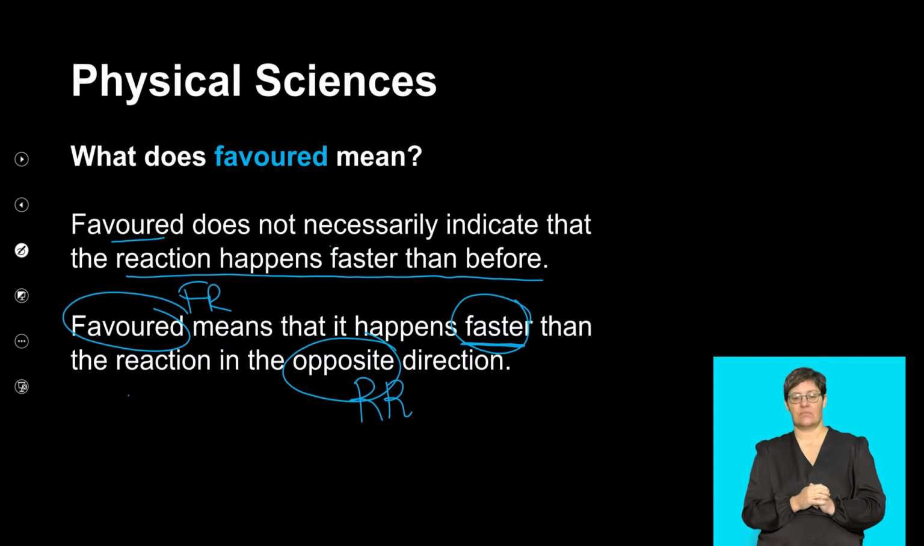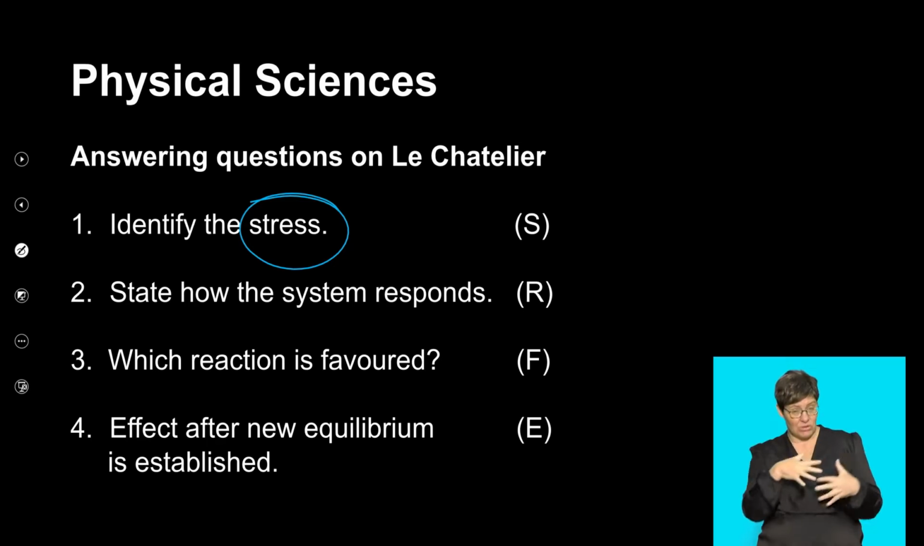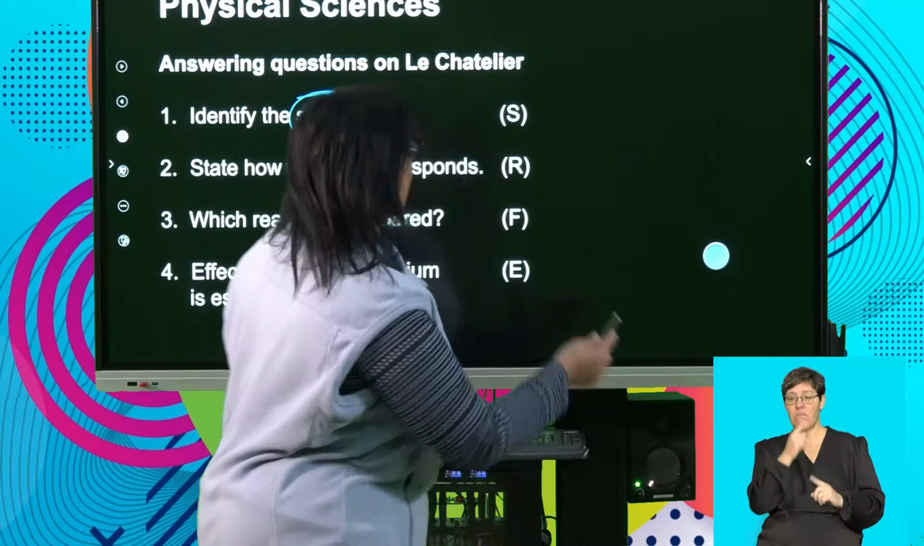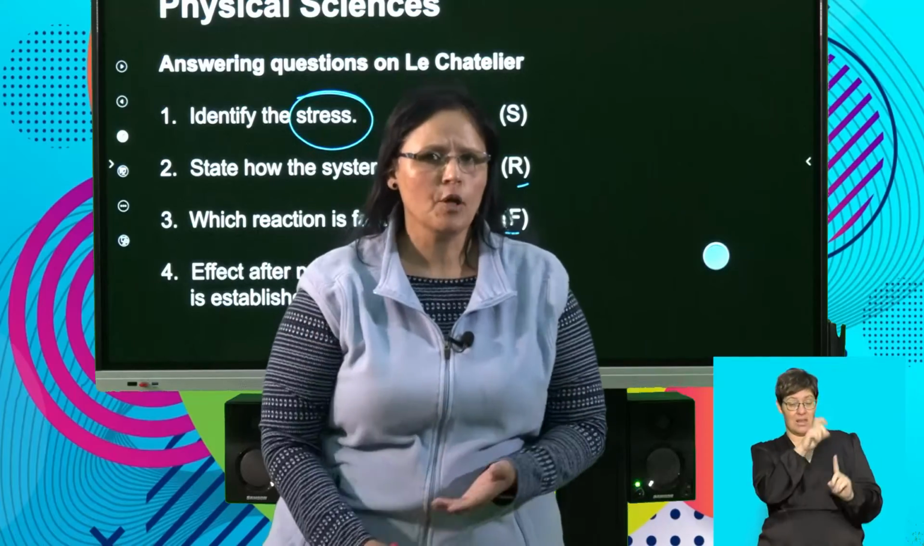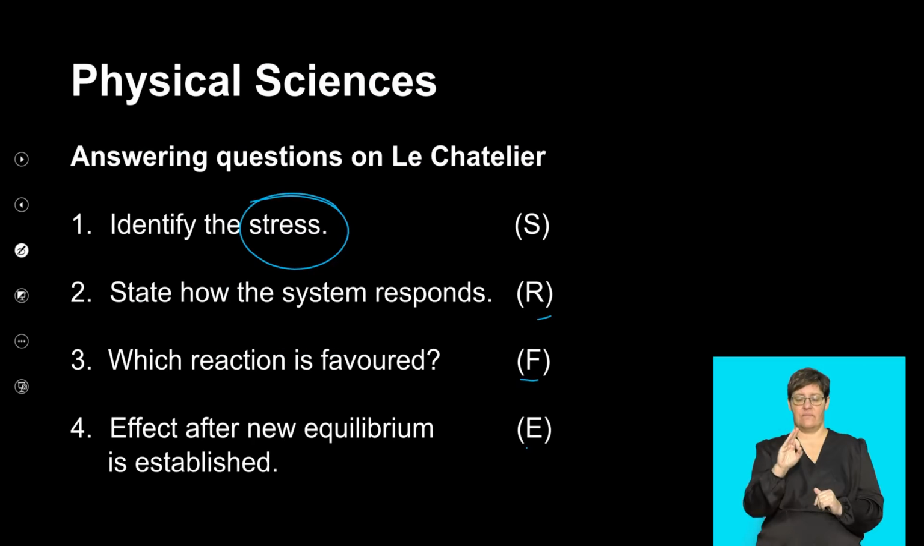Right. And just to go on again, answering questions on Le Chatelier, the first thing, as I said, is to identify the stress. When we know the stress, then we will look at the response from Le Chatelier, which we call the R. Then which reaction is favored, we will use an F to remind us, and then the effect after the new equilibrium is established is our E. So when we answer questions on Le Chatelier or equilibrium, we will use the SRFE method, S-R-F-E.